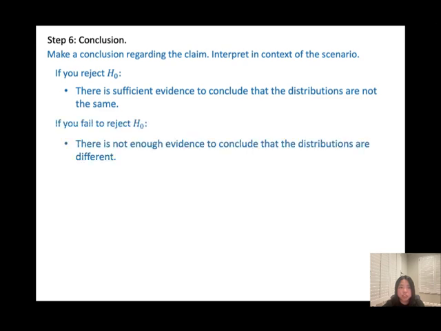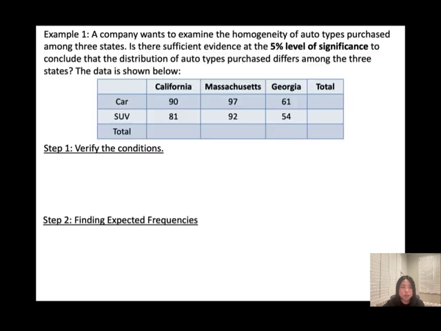If you fail to reject, you're going to say there is not enough evidence to conclude that the distributions are different. Okay, now let's try to do the example together.